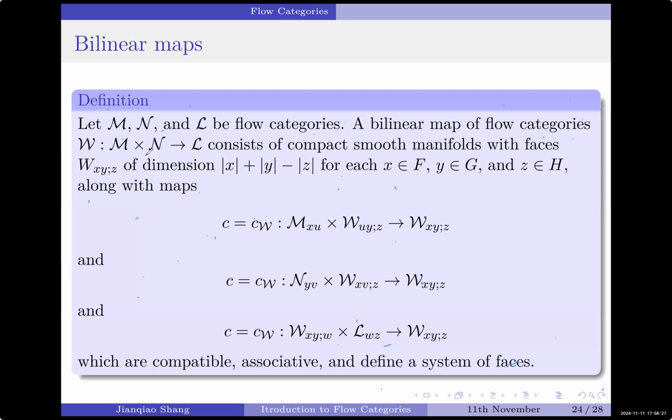So first is bilinear maps. It's all the same as before, but now I have a map from M times N to L, and not only M to L. And as before, for each triple X, Y, Z, we equip it with a manifold with faces. And we have the composition map. They are compatible with each other, associative, and they define a system of faces.